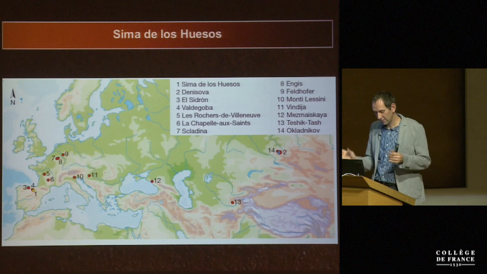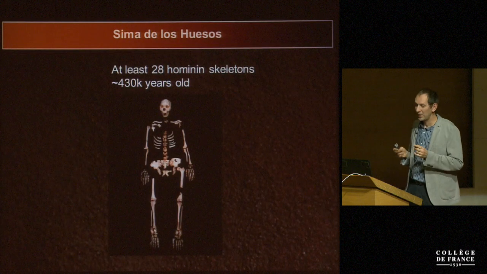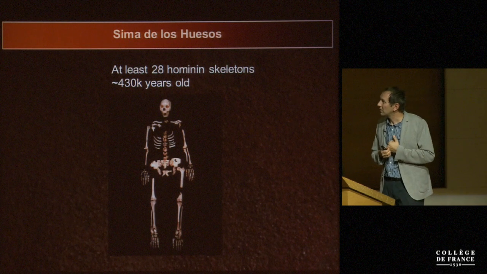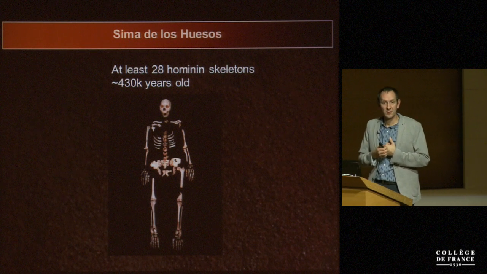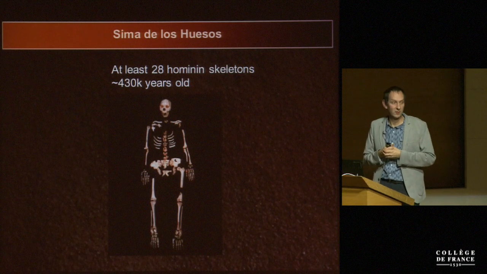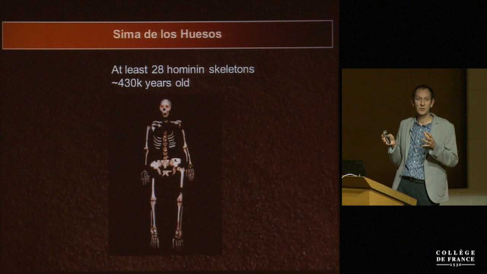And one of the sub-sites there, the Cima de los Huesos, pit of bones, has yielded 28 almost complete skeletons from the Middle Pleistocene, dated to roughly 400,000 years ago. It's the biggest assemblage of fossils from that time period in Eurasia.